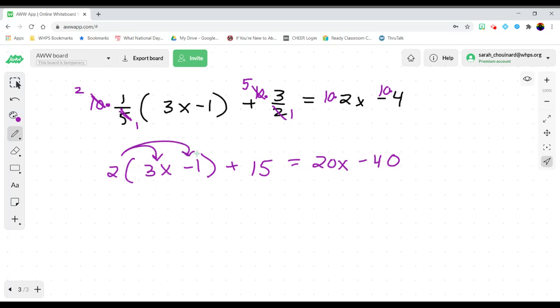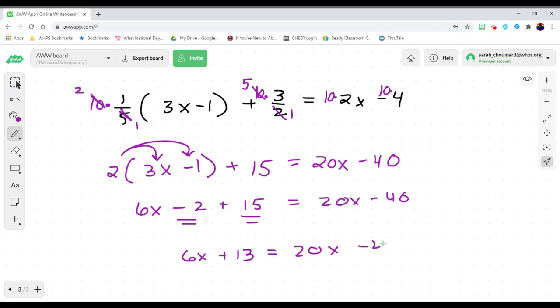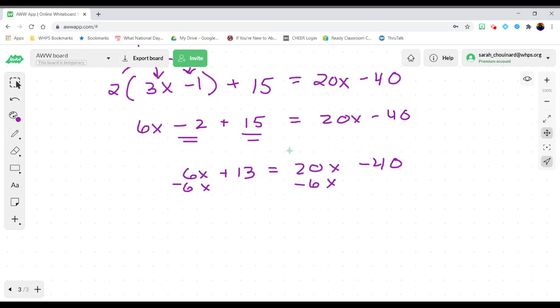So I distribute my 2 to start. Then I need to combine my like terms. Negative 2 and 15 make 13. Then I need to get my variable to one side. I like to be left with positive coefficients, so I'm subtracting the 6x. That's gone. I'm left with 13 equals 14x minus 40.